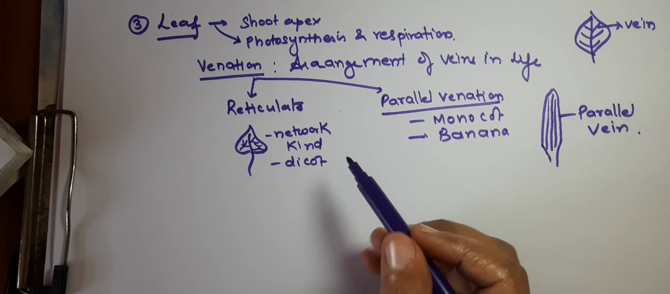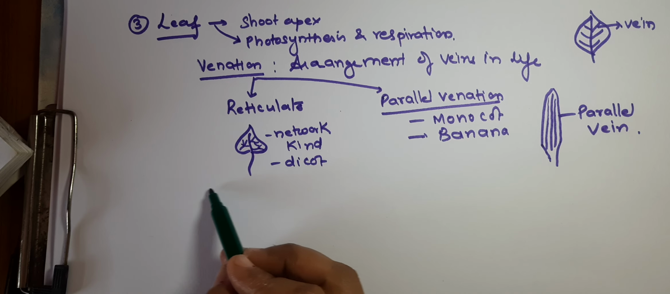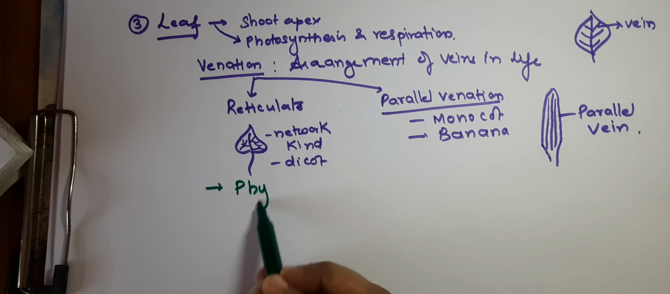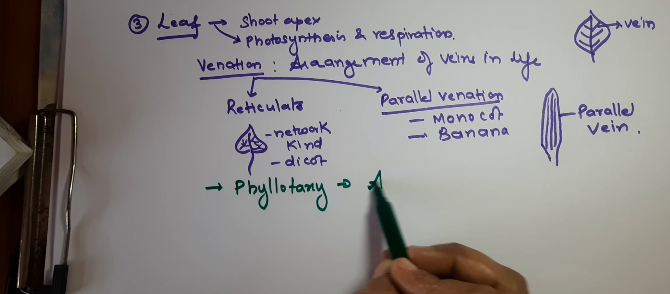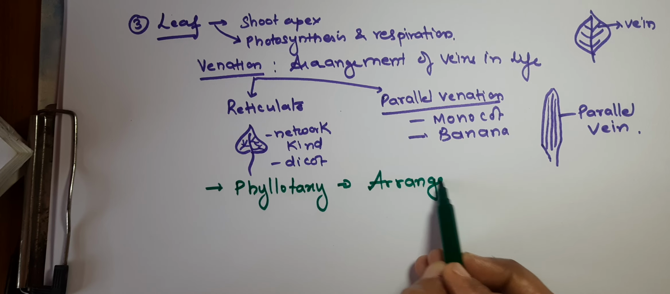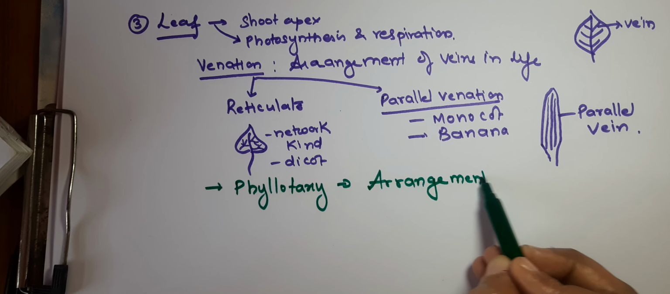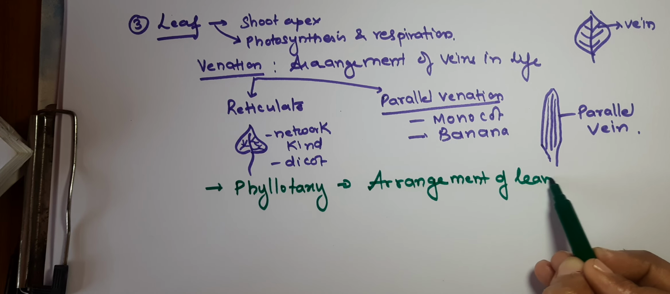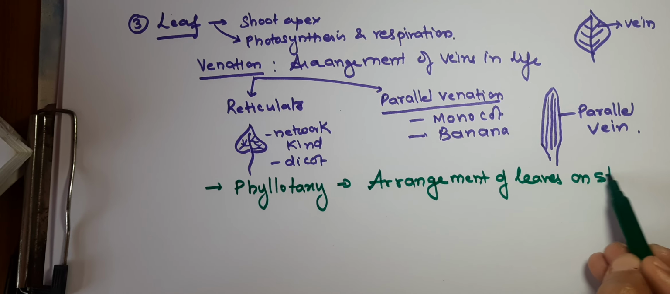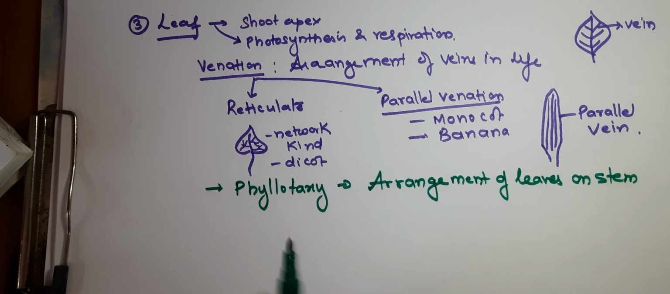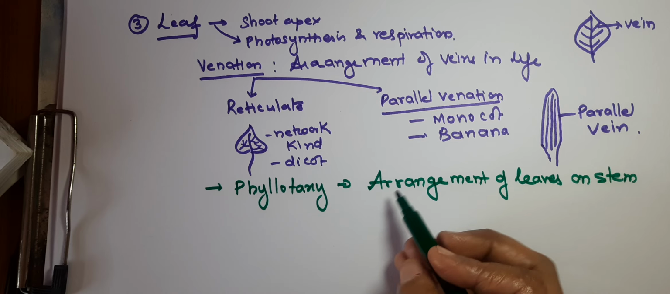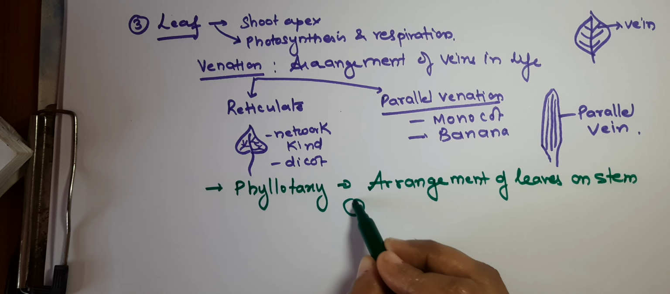Now let's talk about the arrangement of the leaves: phyllotaxy. Phyllotaxy means the arrangement of leaves on the stem. Basically, student, there are three kinds of phyllotaxy.